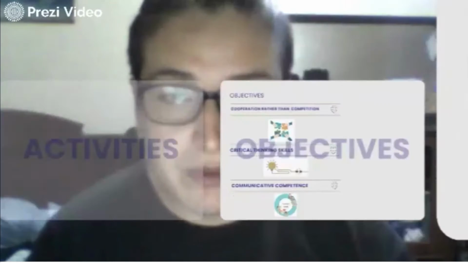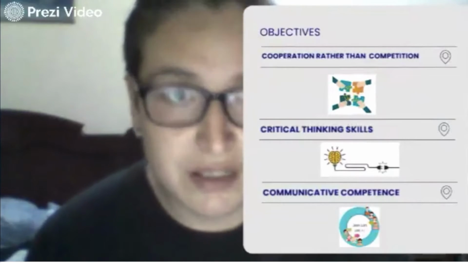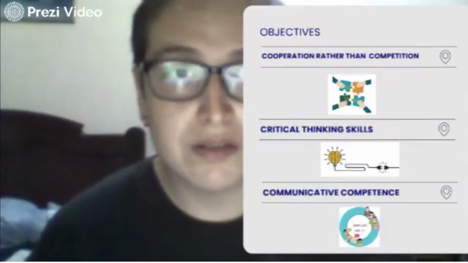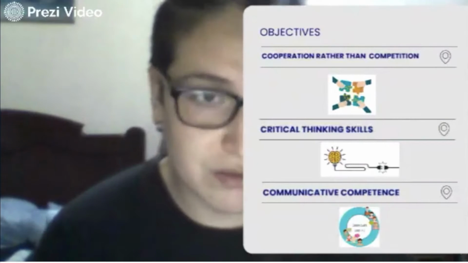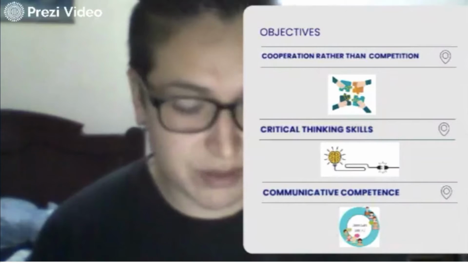Now about the objectives. The objectives of cooperative language learning are cooperation rather than competition, critical thinking skills, and communicative competence.